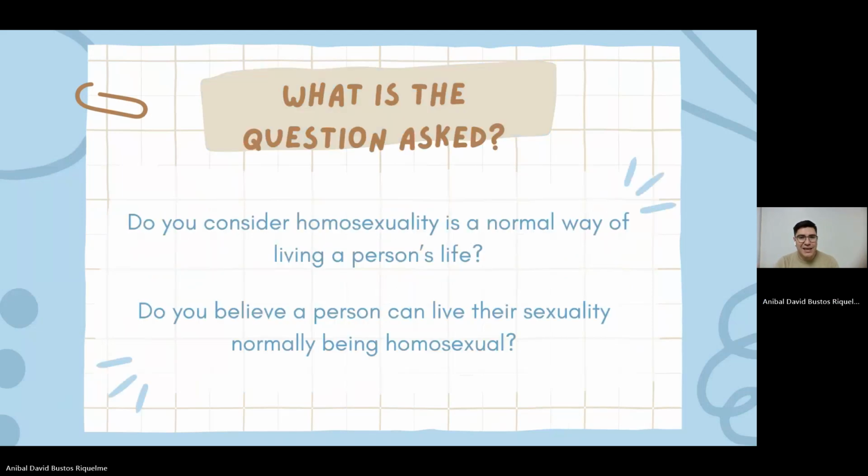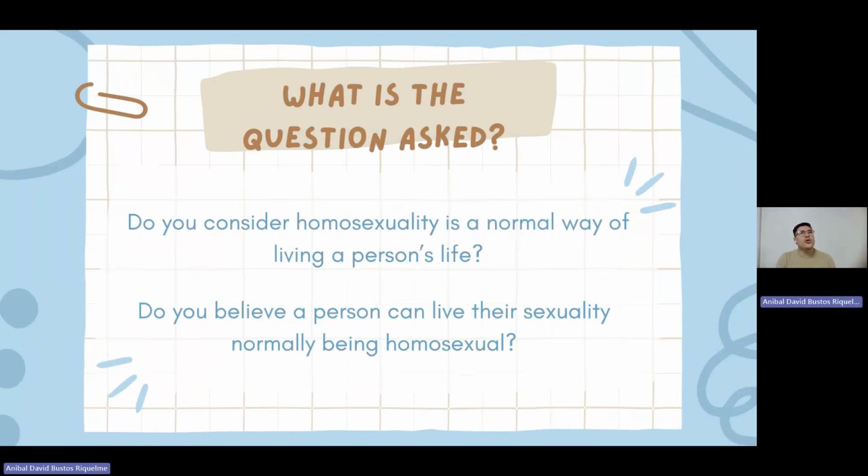For example, these are examples of questions that maybe were asked in this case. Do you consider homosexuality is a normal way of living a person's life? The person can say yes, yes I do, or the person can say no, no I don't. Or do you believe a person can live their sexuality normally, being homosexual? A person can say yes, yes I do, or no, no I don't. So in general, if we want to ask a question with a person answering yes, I do, or no, I don't, we start the question with do you.